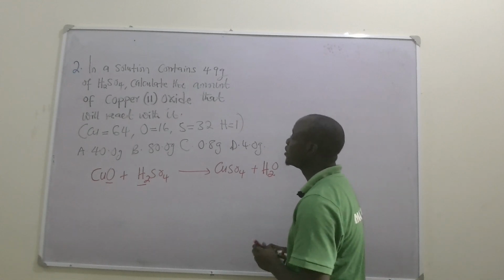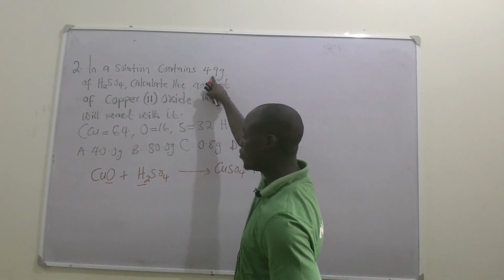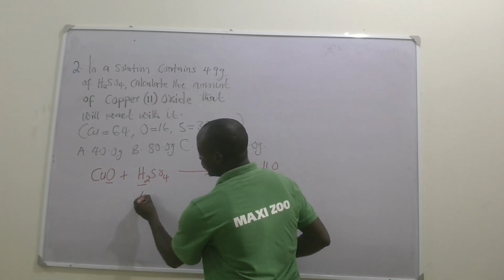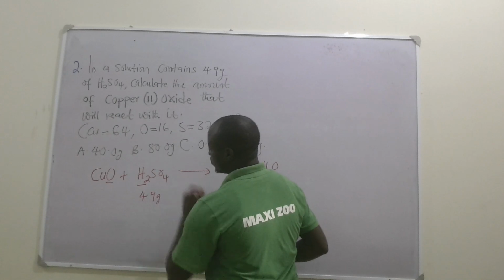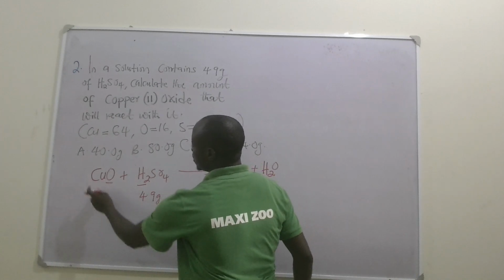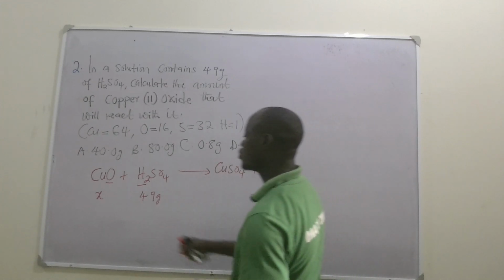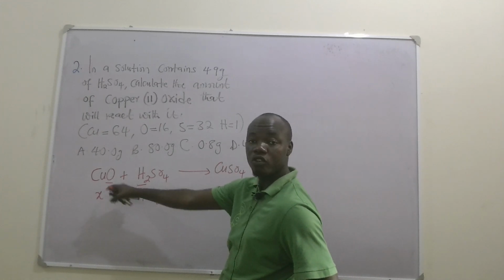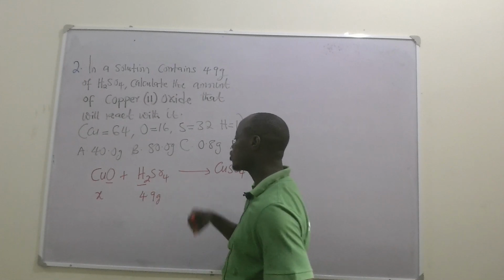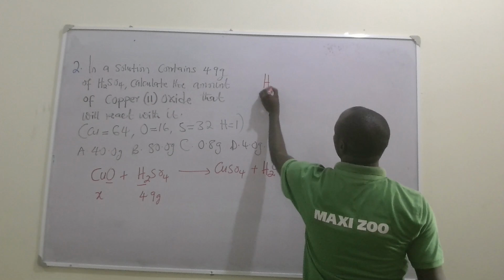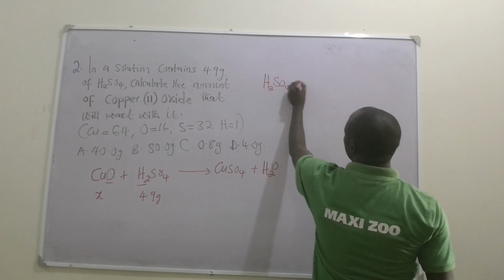So what is the next thing? We are given the mass of H2SO4, which is 4.9 grams. And of course, the mass of copper oxide is unknown. That is what we want to get. So before we do that, we need to calculate the molar mass of copper oxide and the molar mass of H2SO4. What we are going to do is calculate the molar mass of H2SO4 first.